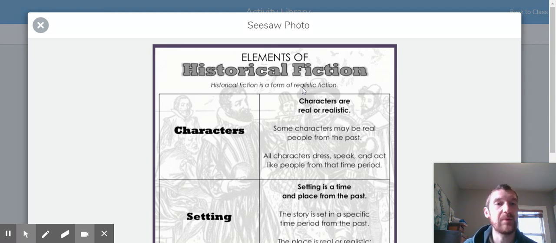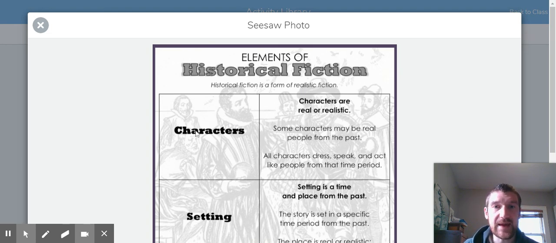However, it is a type of realistic fiction, which means that even though the characters are made up and part of their stories are made up, it's realistic. So it could have happened. It's not fantasy where there's magic or dragons or anything like that. This is realistic stories from the past.